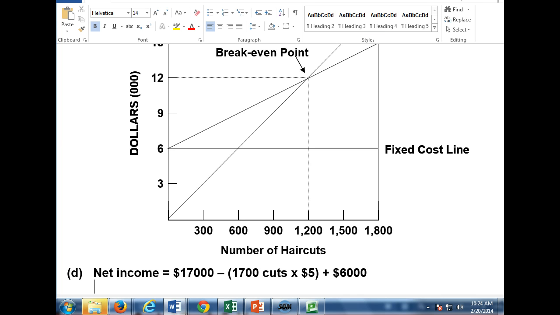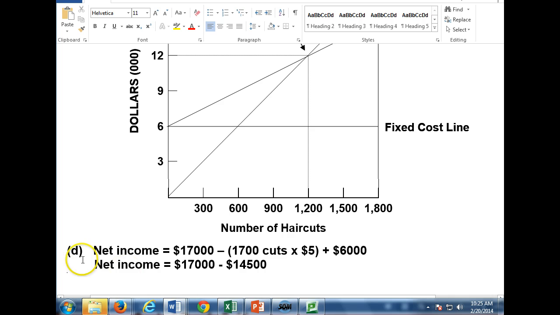So won't our net income equal, what do you think? $5 times 1,700 is what? 8,500. 8,500 plus 6,000 is 14,500, right? So net income ultimately is going to be 2,500, right? Any questions on that?